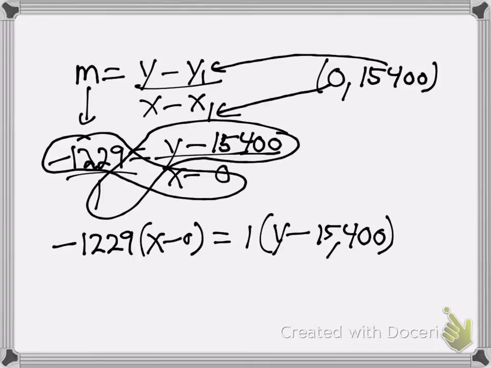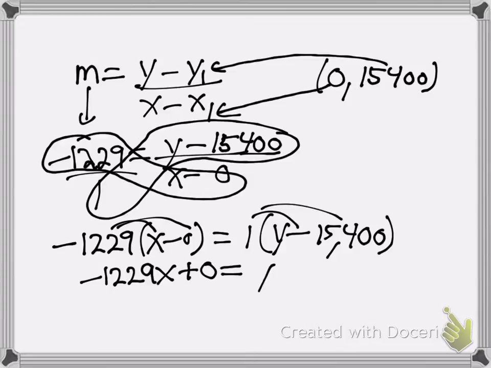Good to there. Remember cross multiplying from algebra? That's what I just did. Okay, now, boom, boom. Minus 1229x plus 0. 0 times 1229 is 0. 1 times these guys is not going to change anything. We're almost done. We good to there? Last step, I've got to get y alone, because y is the cost, right? So I'm just going to add the 15,400 over.